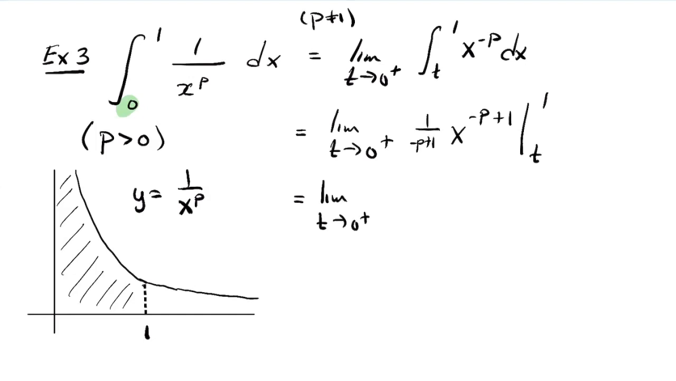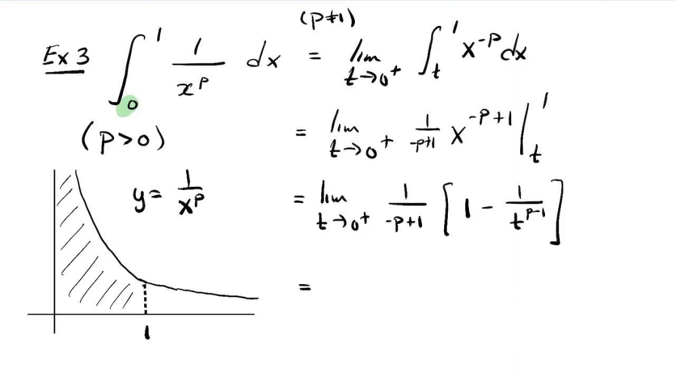As t goes to 0 from the right, I've got my constant out here, the reciprocal of minus p plus 1. Plug in 1 for x, any power of 1 is 1. Plug in t for x, and I'm going to write this as a fraction. So I'm going to change the sign of that exponent, put the t downstairs, and write p minus 1. Right? So when you move terms up and down, numerator and denominator in a fraction, you just change the sign of their exponents.